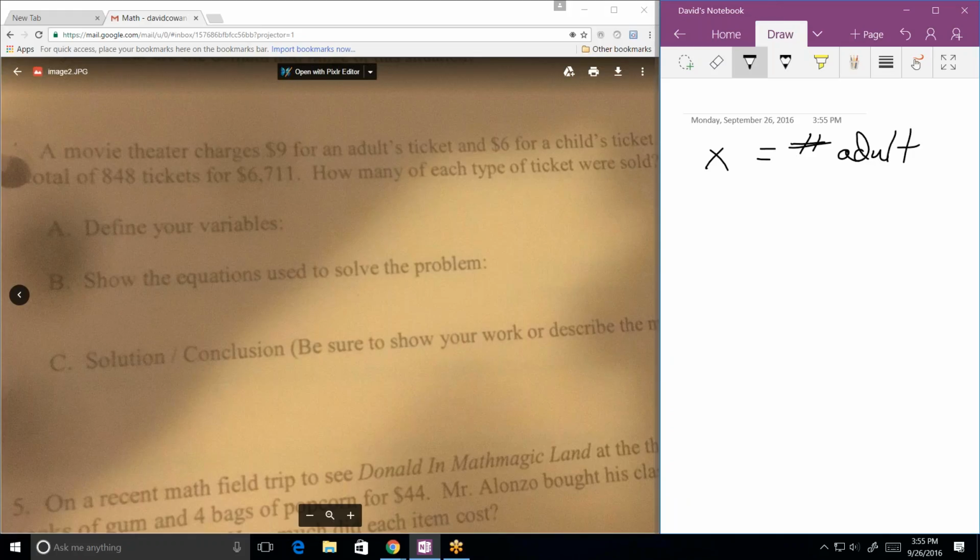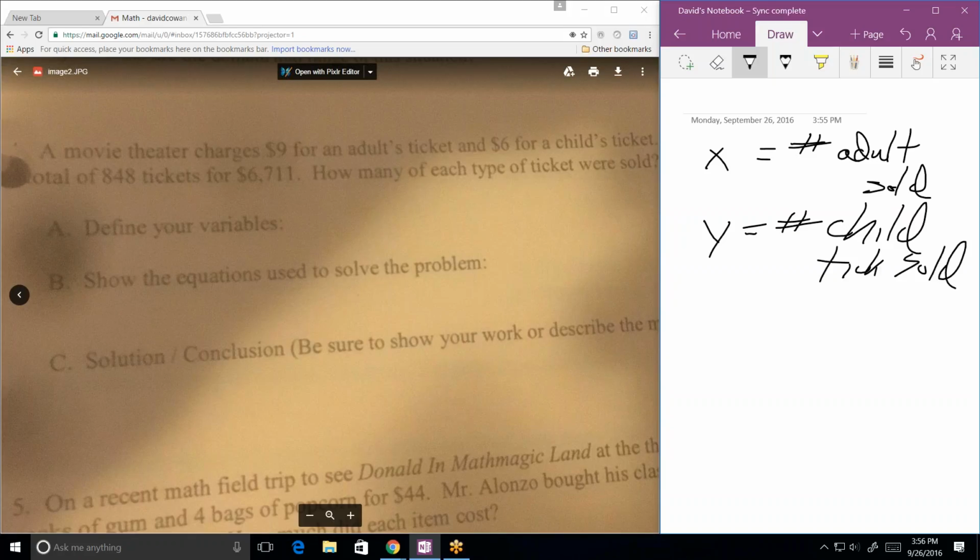And it's important to put this symbol here. The reason being is that there's two things associated with an adult ticket. There's the number of tickets that were sold, and there's the price on them. So if you just say adult tickets, that really is not enough. You always want to specify what it is. It's actually the number of adult tickets sold. And Y would be the number of child tickets sold.